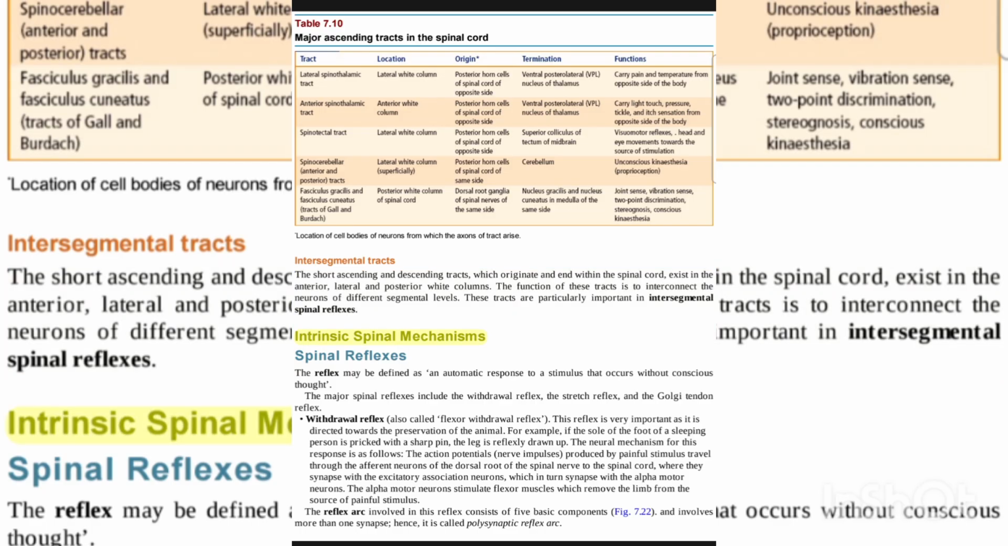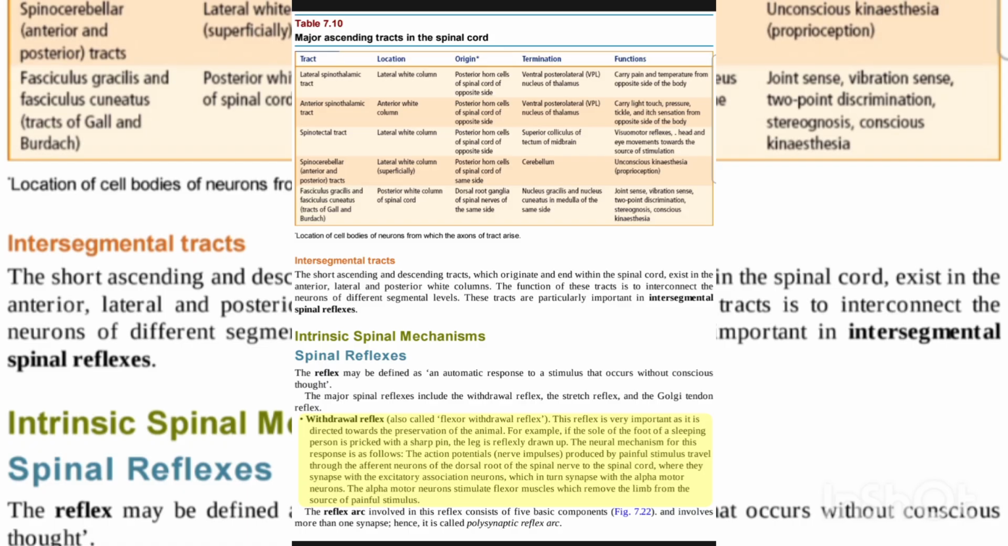Intrinsic spinal mechanisms. Spinal reflexes. A reflex may be defined as an automatic response to a stimulus that occurs without conscious thought. The major spinal reflexes include the withdrawal reflex, the stretch reflex, and the Golgi tendon reflex. Withdrawal reflex, also called the flexor withdrawal reflex. This reflex is very important as it is directed toward the preservation of the animal.